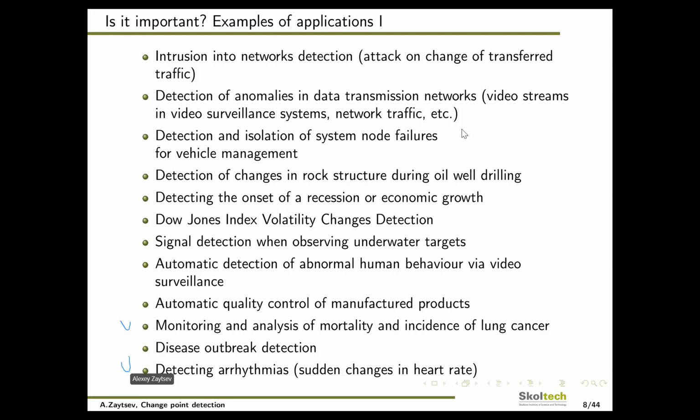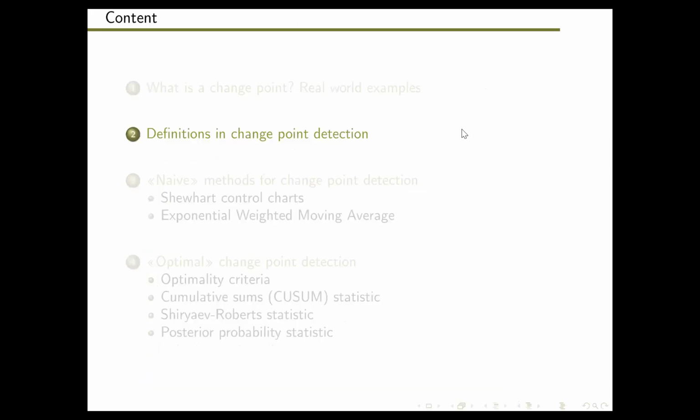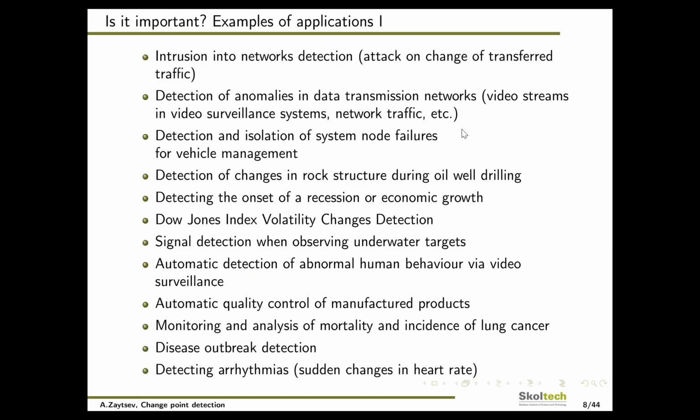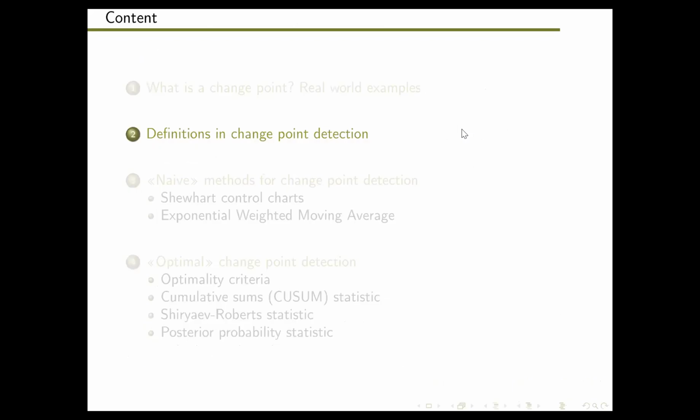Again, there are some other applications related to medicine, to observing video or some data from sensors and so on. But what is common in all of these problems is that we have some time series, maybe a multivariate time series or a sequence of observations. At some point a change happens and we want to detect it as fast as possible and with as low a number of false alarms as possible. So that's basically our problem. And so let's formally define it.